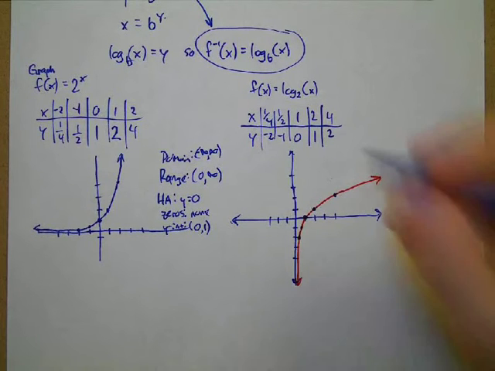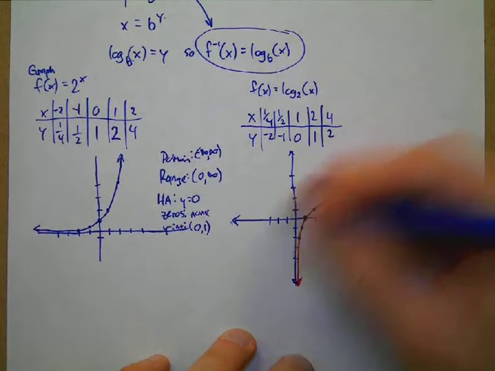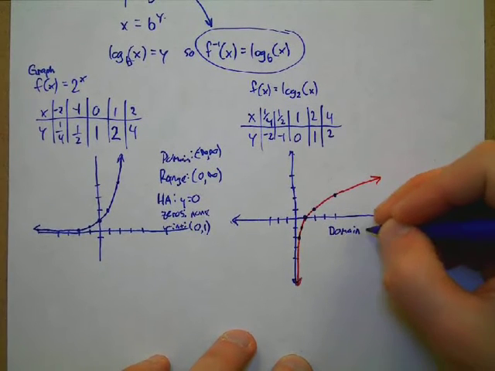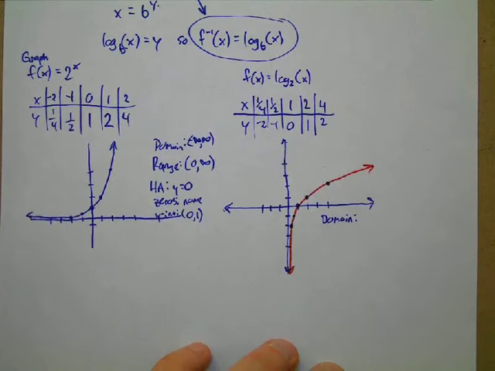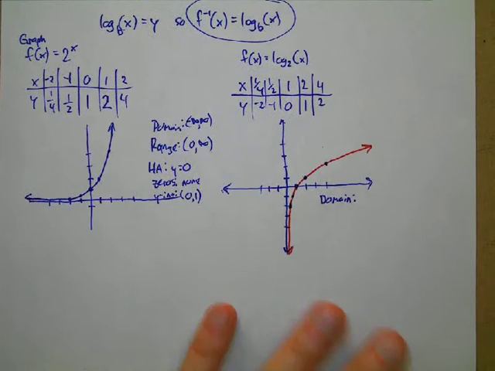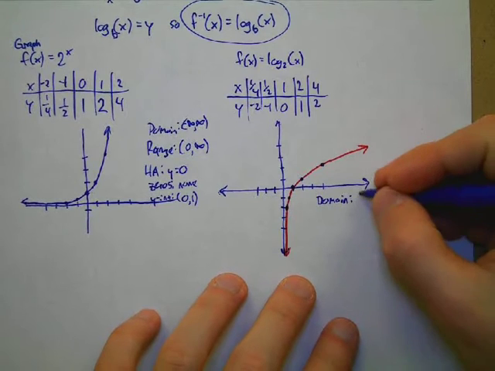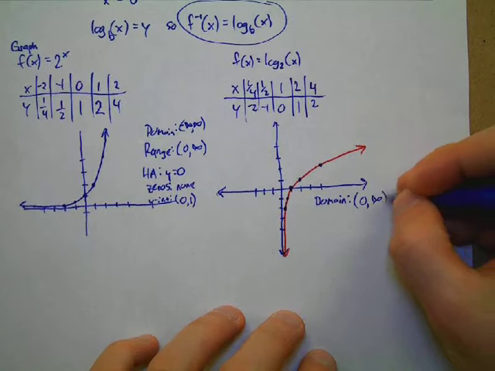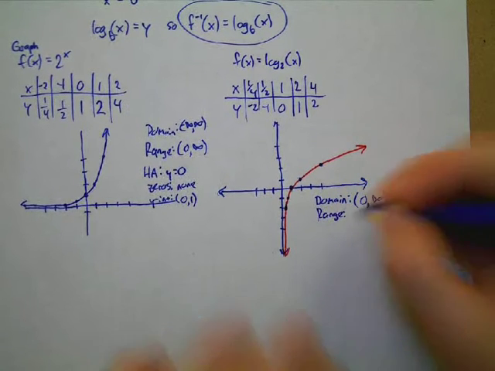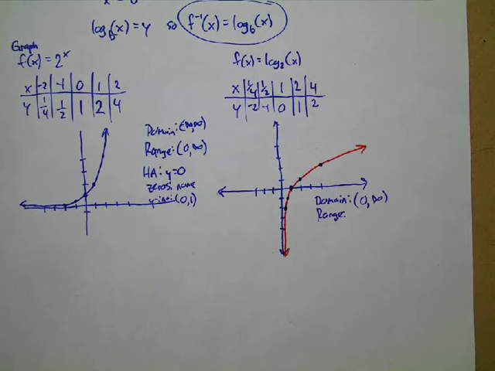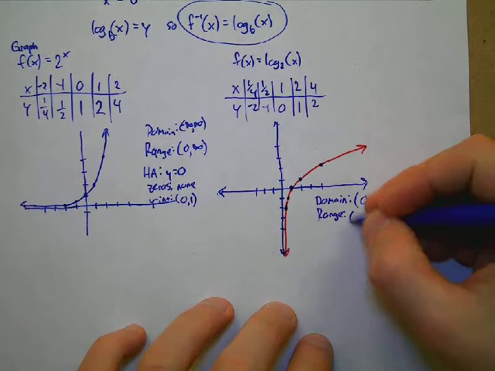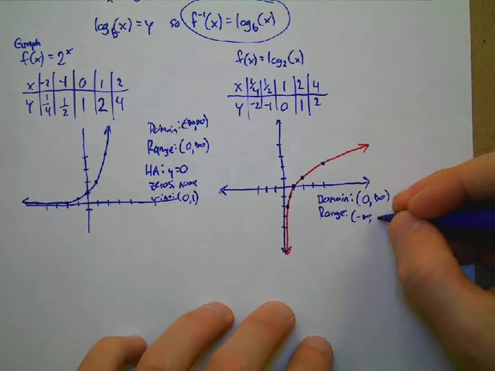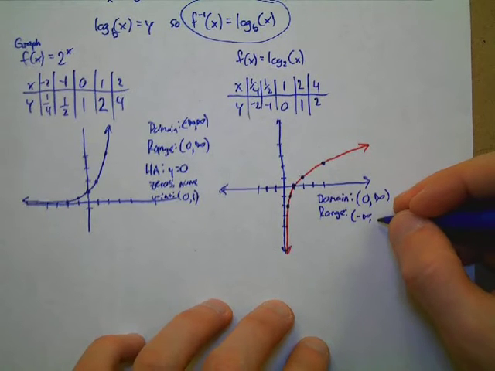What is the domain? What does it look like the domain is for this graph? What's the farthest left it looks like we're going to go? According to this graph, 0. We're never going to get there. And what's the farthest right it looks like we're going to go? Infinity. Yep. Okay, let's look at the range. What's the lowest y value it looks like we're going to go to? Negative infinity, yep. What's the highest y value? It's actually going to keep going up and up and up.